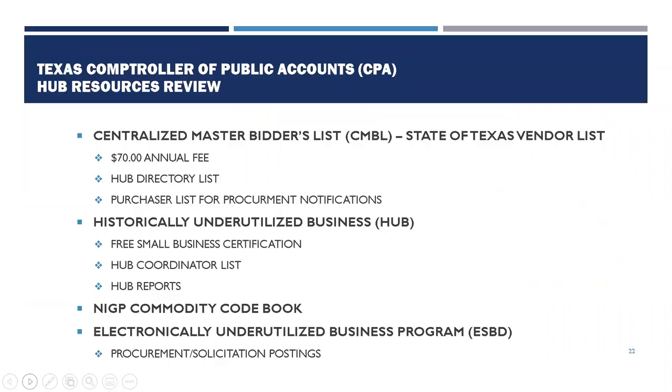So we're going to review this again. The Centralized Master Bidders List, remember, is the state's official vendor list, but it's not a vendor list where the state endorses any vendor that's listed. It's a $70 annual fee. It also includes the hub directory listing, and purchasers use the CMBL to find vendors based on those NIGP categories and provide them email notifications of procurement opportunities.